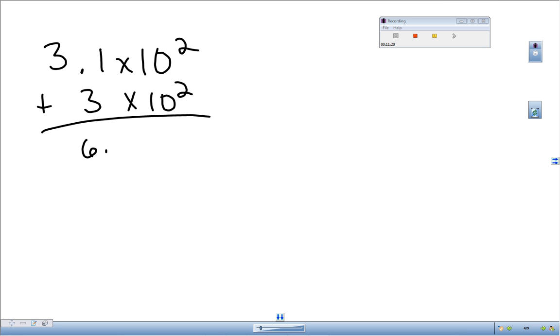Just make sure your scientific notation is lined up. You know, the same power. They have to be the same power to add or subtract.